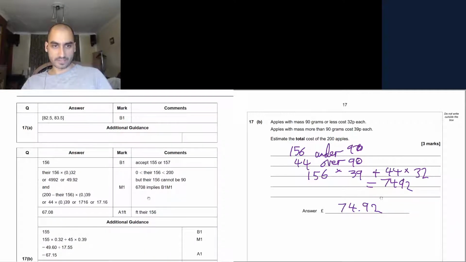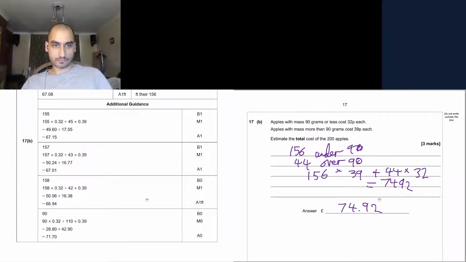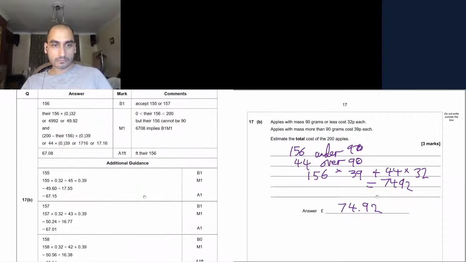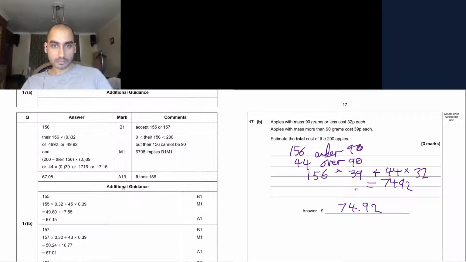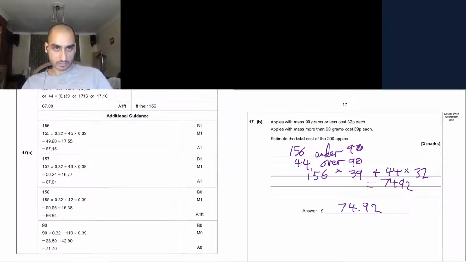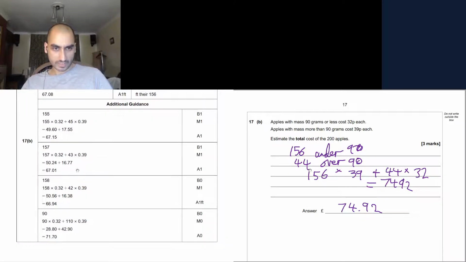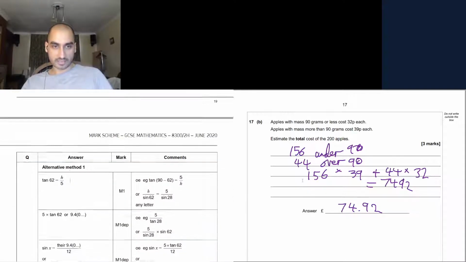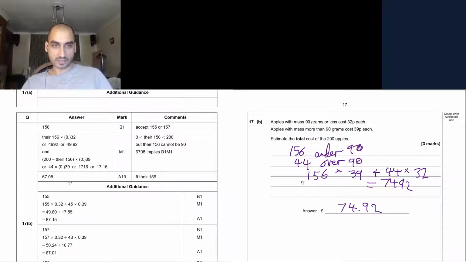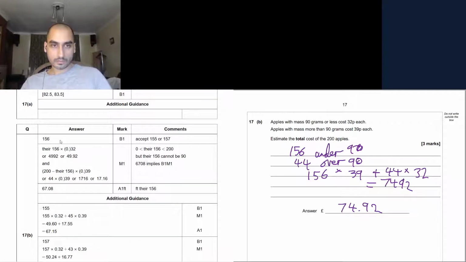£74.92 for these apples. Oh no. No, I got it wrong, didn't I? Wait. Why are there all these different numbers? Oh, they're saying what other answers they could have got and what to award them in those scenarios. So 156. You get 1 mark for saying 156. Okay. It's 1 mark.